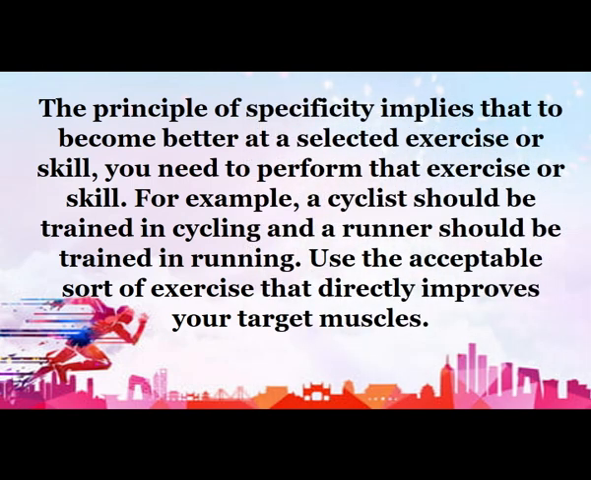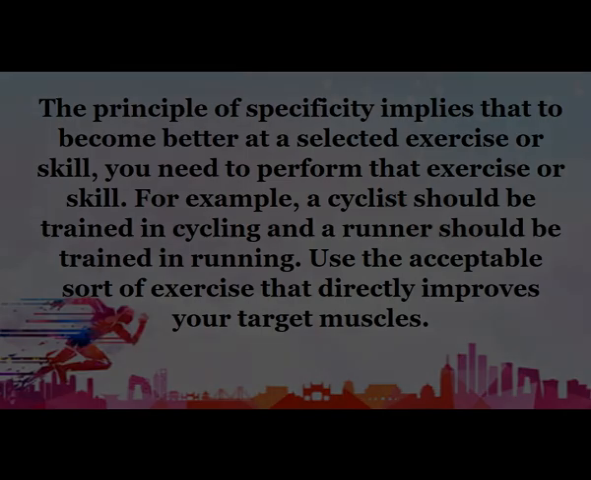The principle of specificity implies that to become better at a selected exercise or skill, you need to perform that exercise or skill. For example, a cyclist should be trained in cycling and a runner should be trained in running. Use the appropriate sort of exercise that directly improves your target muscles.